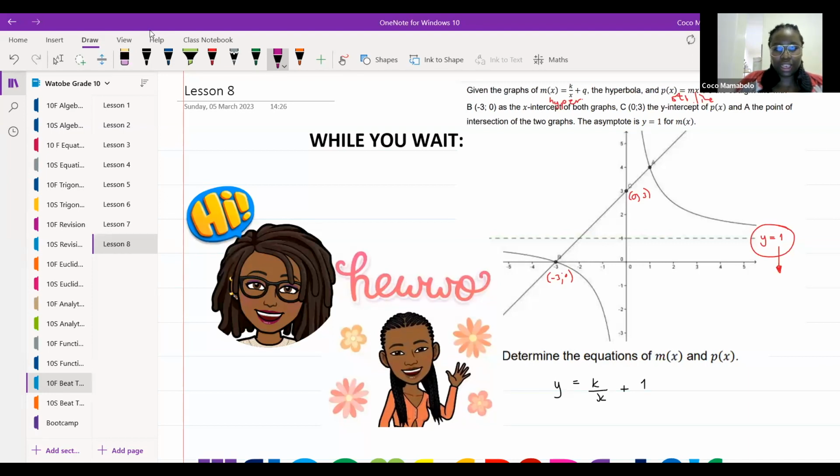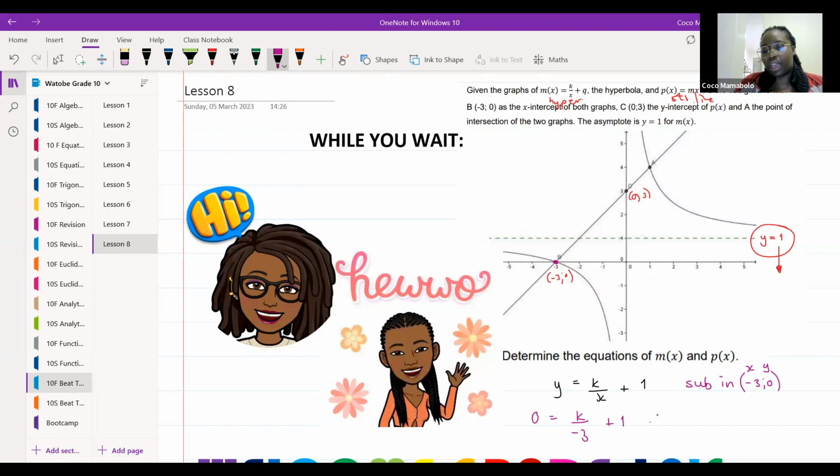Thank you, Nkechi. Yes, we're going to sub in a value that's already on the hyperbola. The point they've given us that's on the hyperbola is this one, -3 and 0. So this is my x value, and this is my y value. I'm going to replace those with my x and my y value, and then solve for k. So my y value is 0, so I write 0 is equal to k over -3 plus 1. And then I'm going to solve for k, guys.